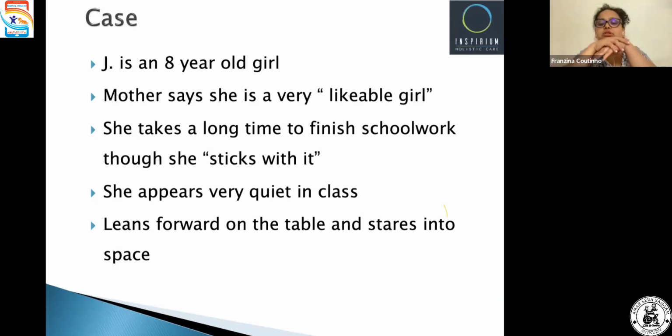So now next, she leans on the table and stares into space. What is that? Holding the pencil in hands. Very good. Yes. So now when we say that she's leaning forward on the table and staring into space, what does that mean? So what is this? It could be postural. From a sensory perspective, what else do you think it could be?